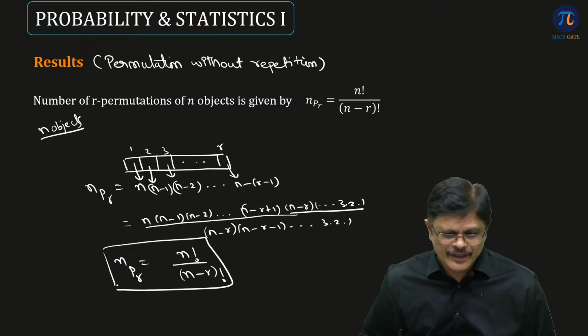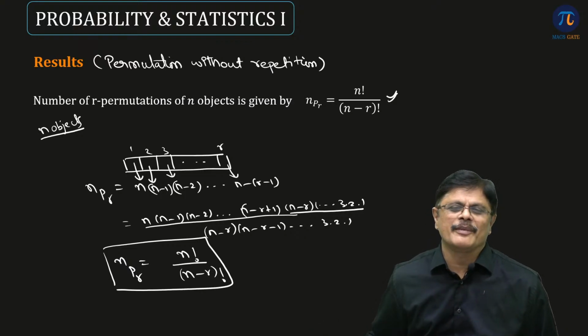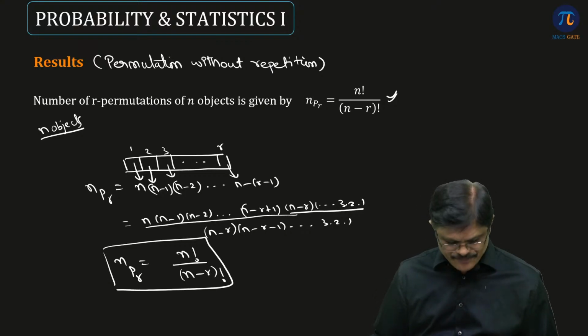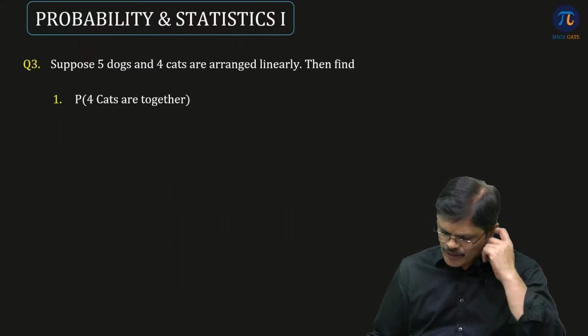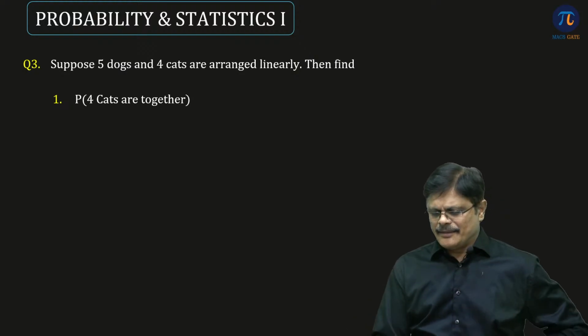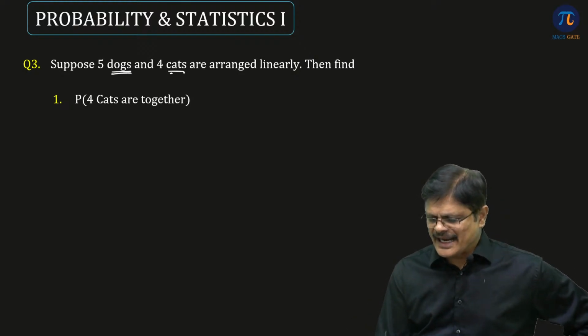This is the formula for your nPr, which is n factorial by n minus r factorial. Okay. So now let us use this to solve the following problem. See here, I have just given it as dogs and cats.